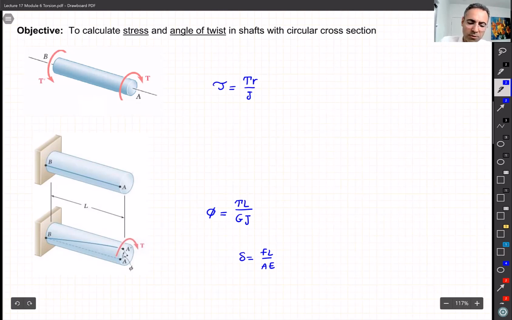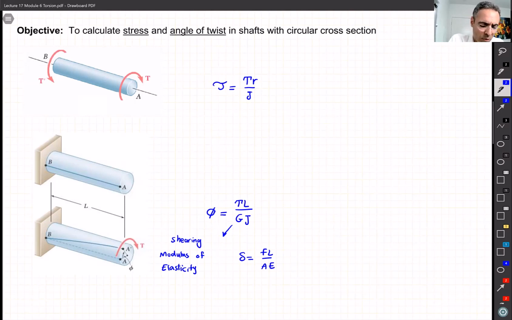So instead of a force, we have a torque here, length the same. Instead of area, we have now J, polar moment of inertia, and instead of E, we have G, which if you recall, we call the shearing modulus of elasticity, which for most materials you can find in tables, or if you have E and nu, Poisson ratio, if you recall, G had this nice formula, E over 2(1 plus nu), right? So it's important also to know this formula.